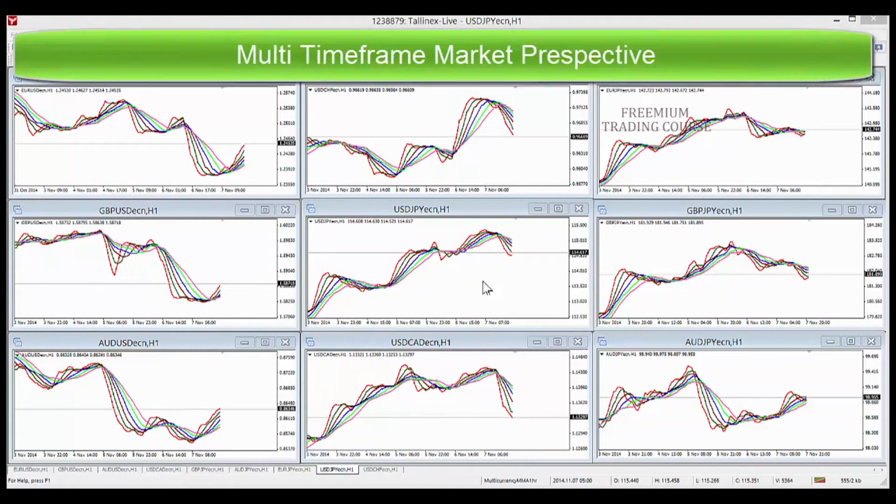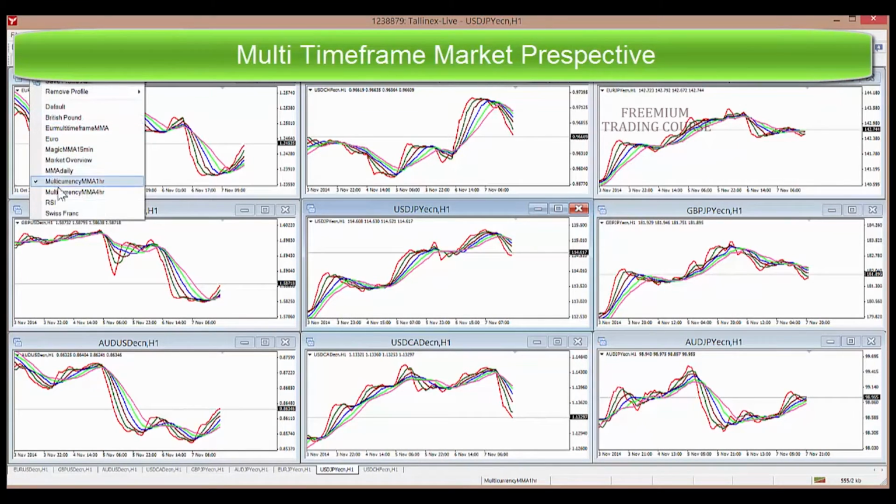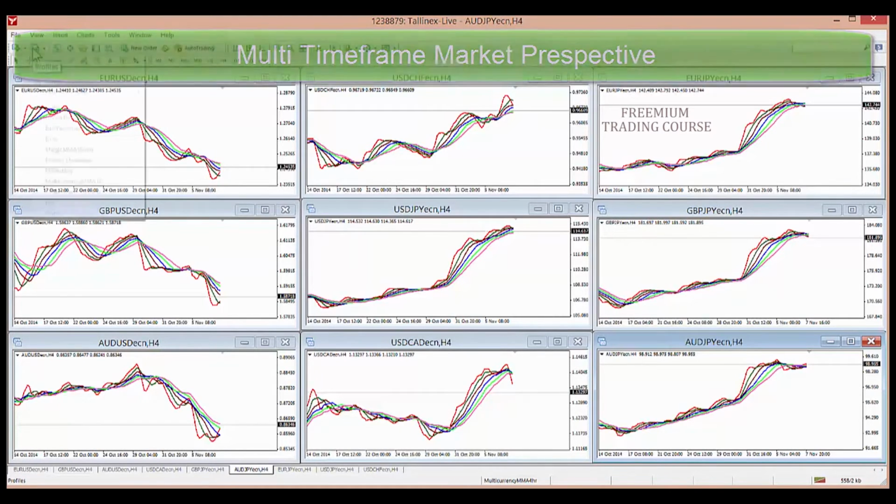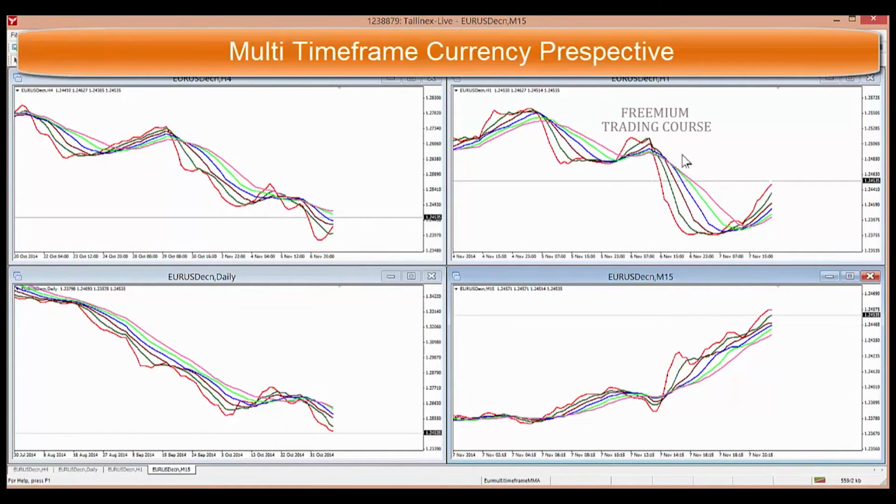Now the set of charts that you see on your screen at the moment are 1 hour charts. You can also very quickly convert them to 4-hour charts and see another perspective of the market at a 4-hour time frame level. After you have identified a particular currency that you are interested in trading, you can then drill down to that particular currency's Magic Multiple Moving Average charts, and I'll show you an example of that. Here you have the daily view, the 4-hour view, the 1-hour view, and the 15-minute view of the Euro USD, all giving trading signals and trading phase information.